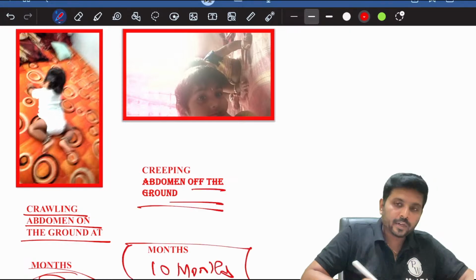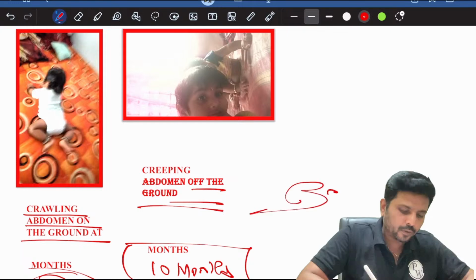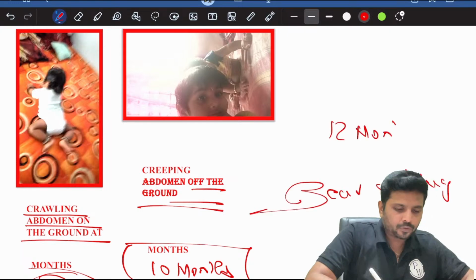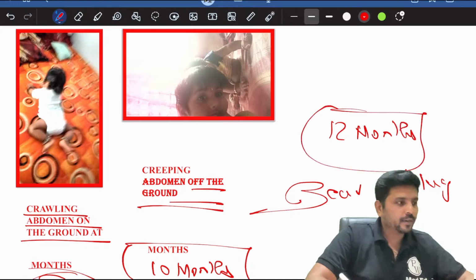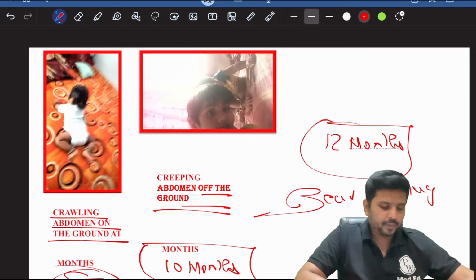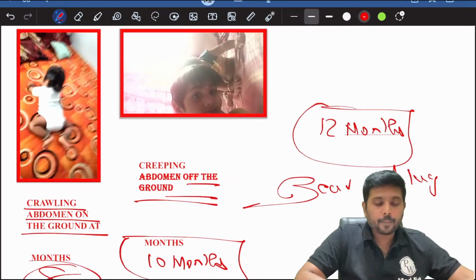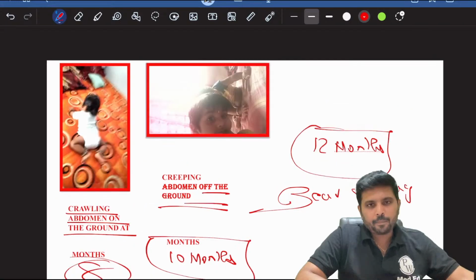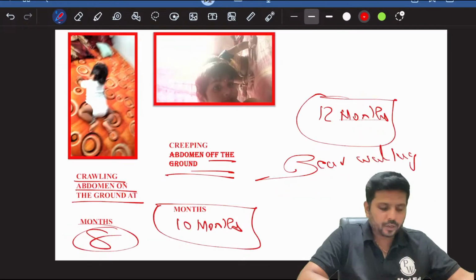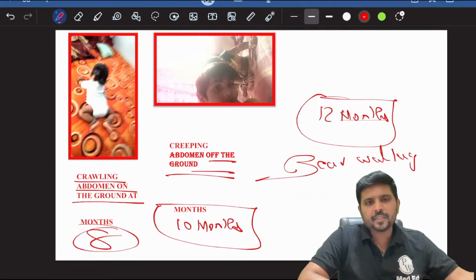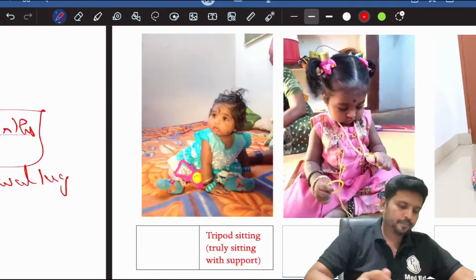And the third one is bear walking. That occurs by 12 months. Crawling, abdomen on the ground. Creeping, abdomen off the ground. Crawling 8 months, creeping 10 months, and bear walking 12 months.